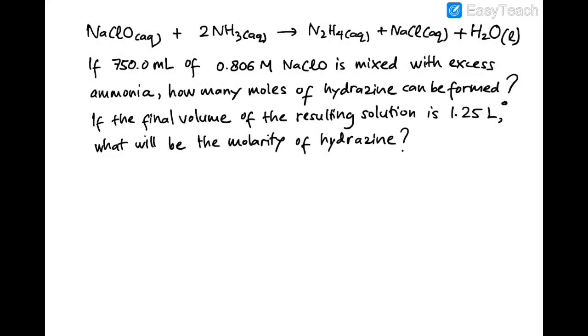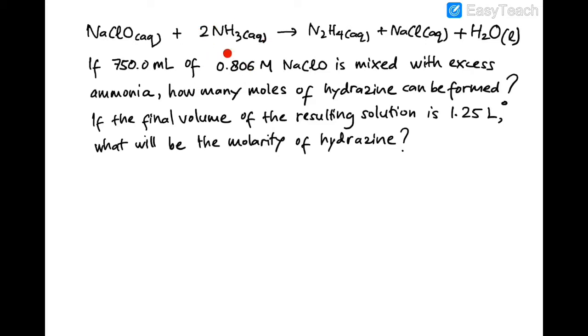Now let's take a look at this example where we have the reaction in solution. So we know that this reaction occurs in solution because most of the phases are either aqueous or liquid. Now, we have 750 milliliter of 0.806 molar of NaClO, and it is mixed with excess ammonia.